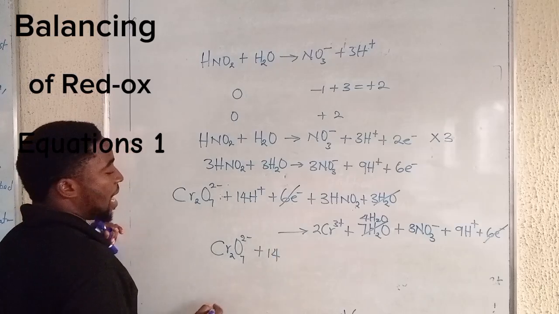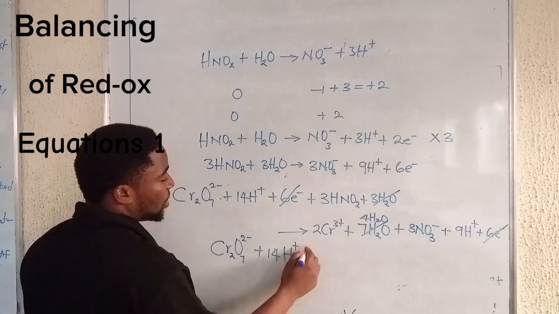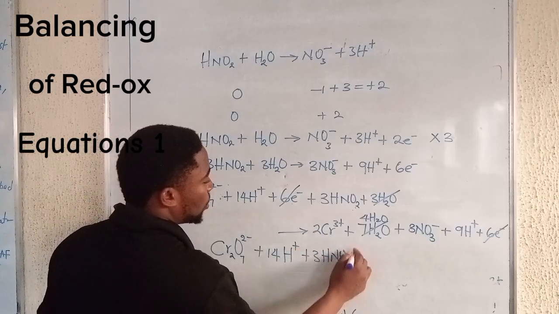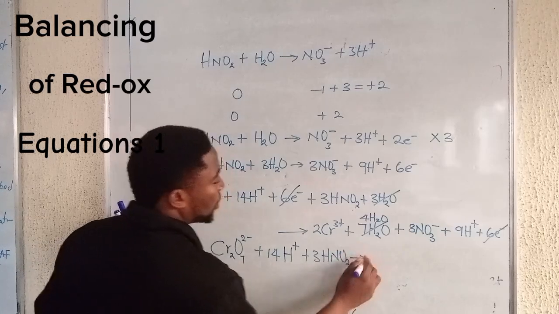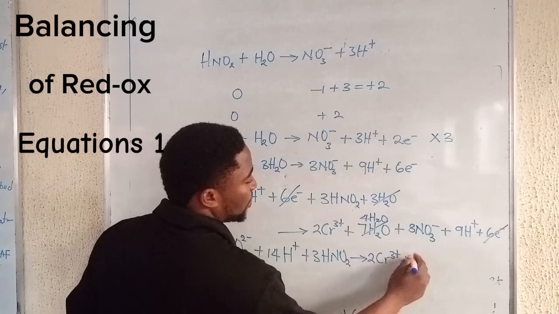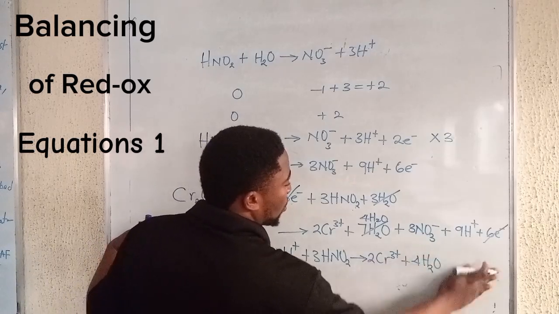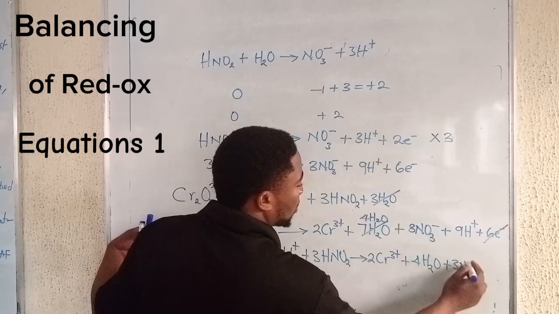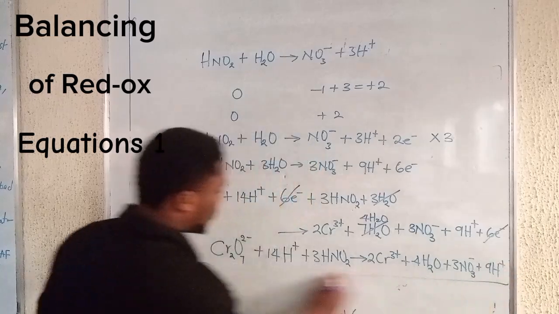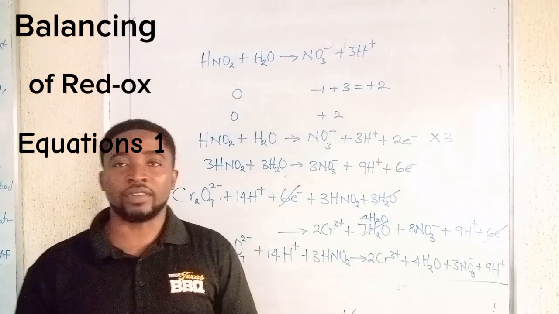So we have Cr2O7 2 minus plus 14H plus plus 3HNO2. That will give us 2Cr3 plus plus 4H2O plus 3NO3 minus plus 9H plus. So this is the balanced ionic equation for the redox reaction.